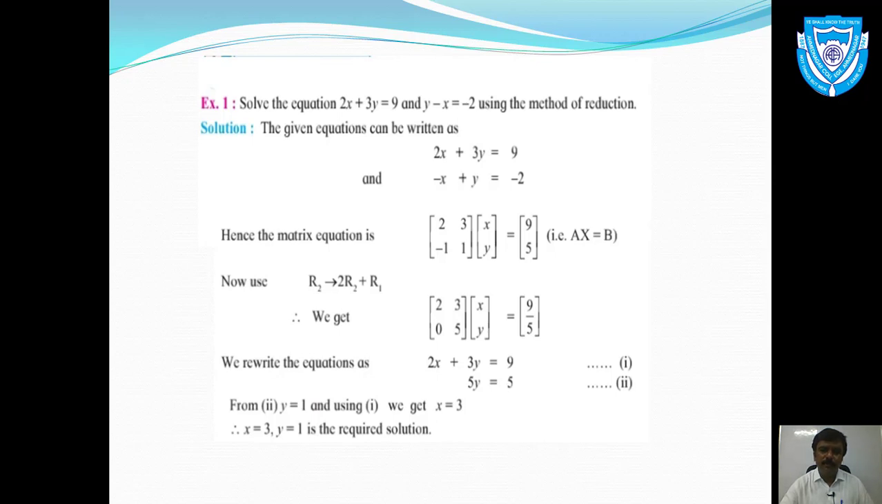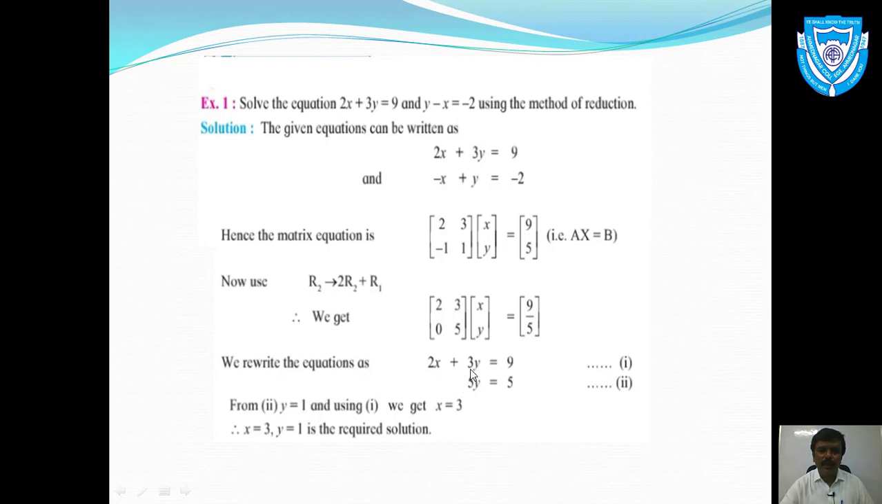Equation 1 is 2x plus 3y equals 9, whereas equation 2 is 5y equals 5. Now from the second equation we can directly say that y equals 1, because 5y equals 5, that means y equals 5 upon 5, which equals 1. So this is how we got y equals 1.